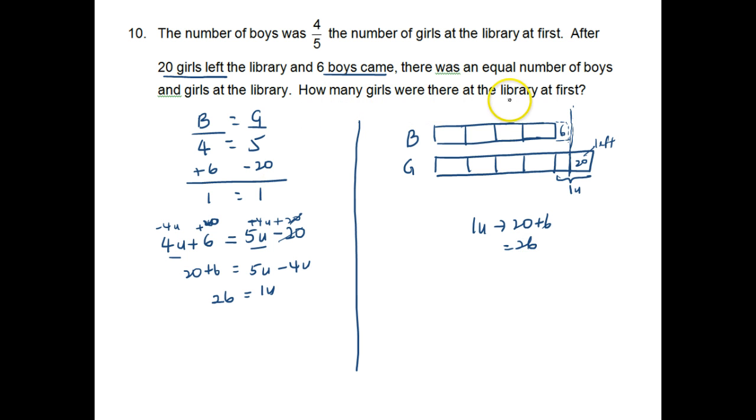How many girls were there at the library at first? There were 5 units. So 26 times 5 will be 130. So now I want to look at girls. At first, 5 units. So 5 units will be 26 times 5, which is 130.